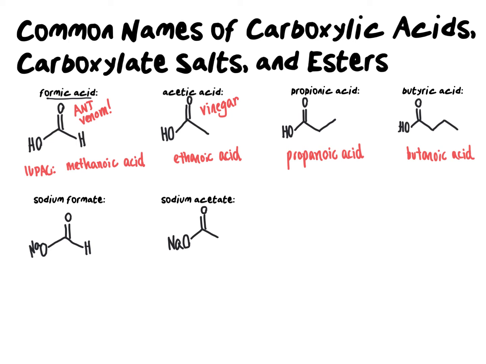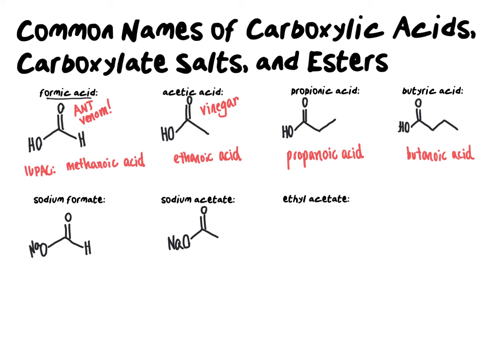So carrying on here, if we had propionic acid and we replaced the hydrogen here with a sodium or other metal, the molecule would become something like sodium propionate. So that ATE ending in combination with the name of a cation is going to denote a carboxylate salt. Now let's take a look at some esters that we can name using common names as well.